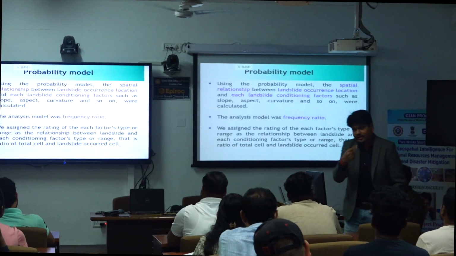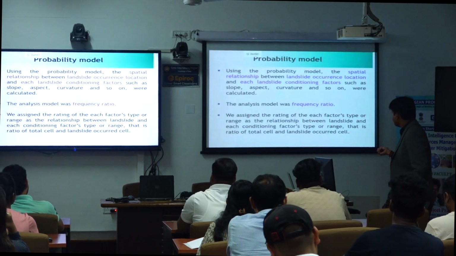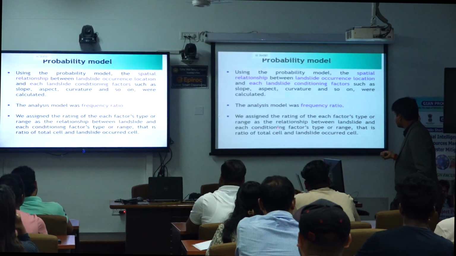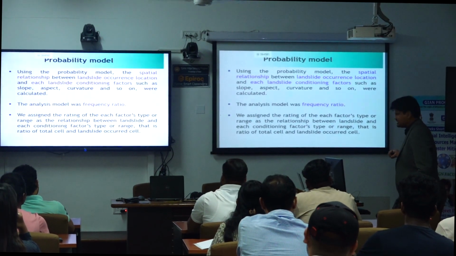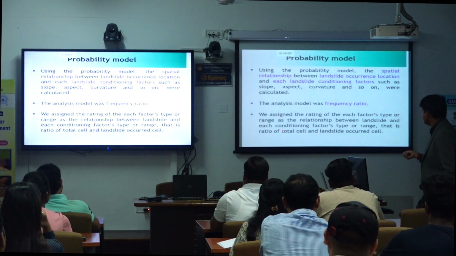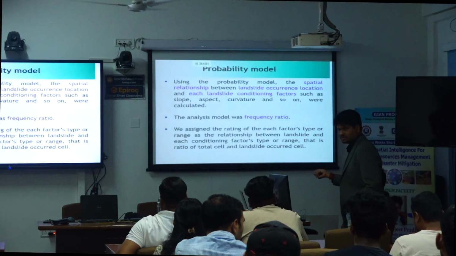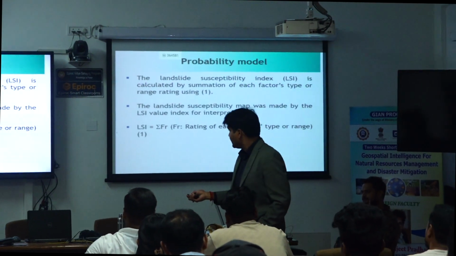Rating. So how to calculate the rating? I'll teach you. So we assign the rating of each factor's types or range as the relationship between, let's say, a landslide. It can be flood, it can be forest fire, it can be anything. And each conditioning factor's type or range is the ratio of total cell, and this is what I have already discussed.